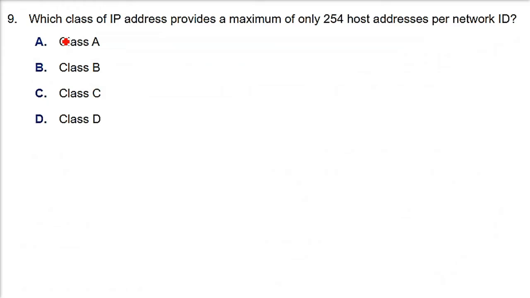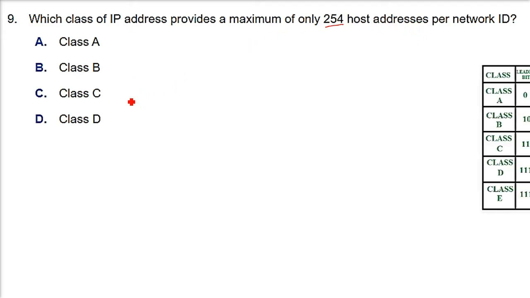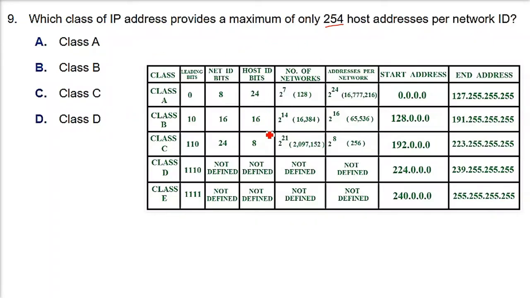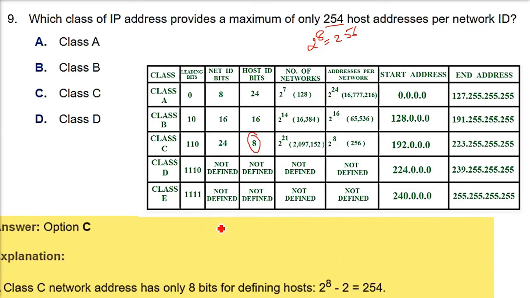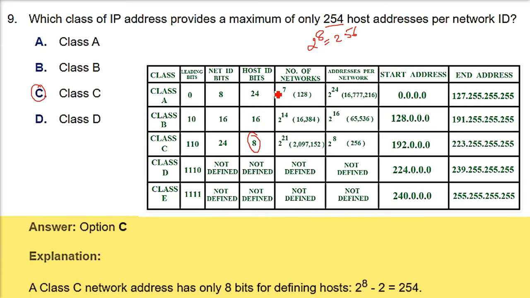Which class of IP address provides a maximum of only 254 host addresses per network ID? Now this is the whole table of class A to class E. We have all the numbers here: the leading bits, net ID bits, host ID bits, number of networks, etc. Now the host ID bits for class C is 8, and so the answer here is class C. A class C network address has only 8 host bits, and how many can it define? 2 to the power 8 minus 2, which is 254. So the answer here is class C.